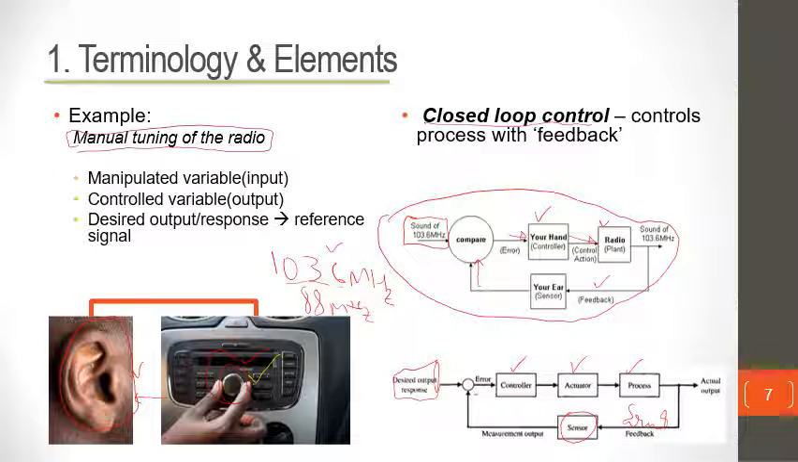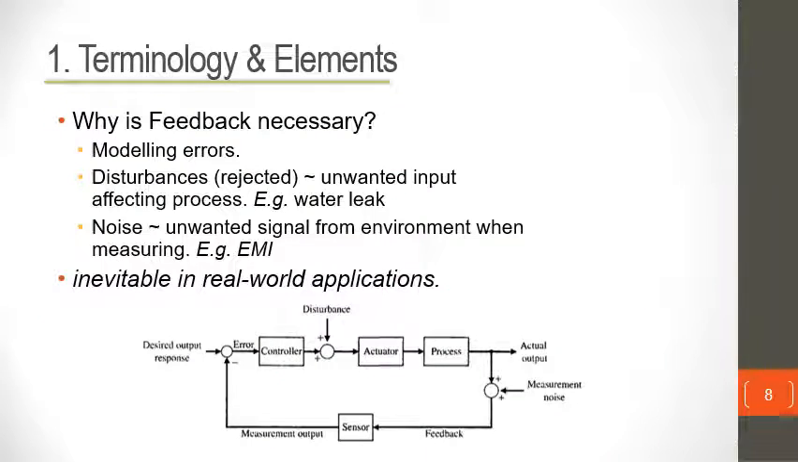And from there, you can make a judgment as to whether to tune your radio to the left or to the right. This is an example of what's called a closed loop system. So we have now seen that we can have two different types of control systems. The first being an open loop type of system. The second being a closed loop type of control system.